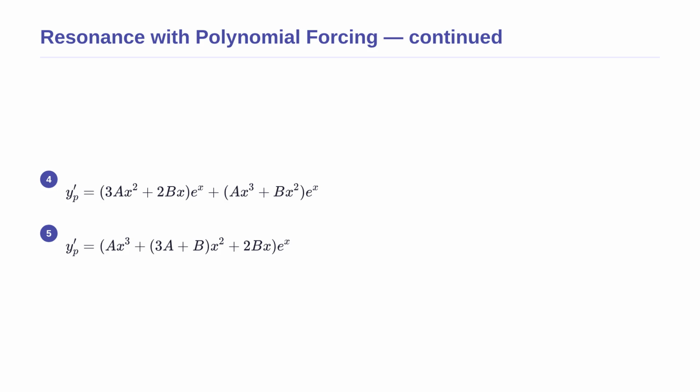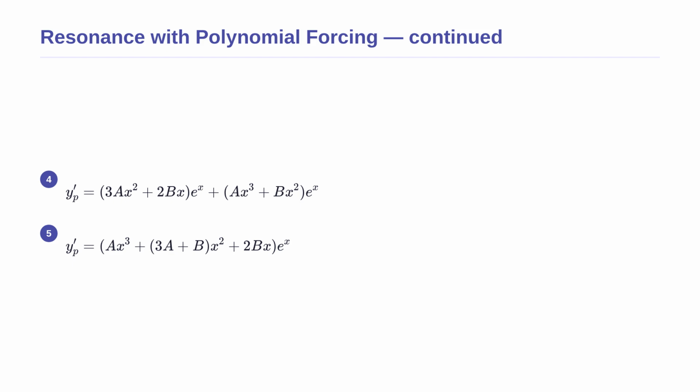Continuing with our resonance system, we must find the first derivative of this trial solution using the product rule. We take the derivative of the polynomial part times the exponential plus the original polynomial part times the derivative of the exponential. This generates several new terms that we must keep track of.